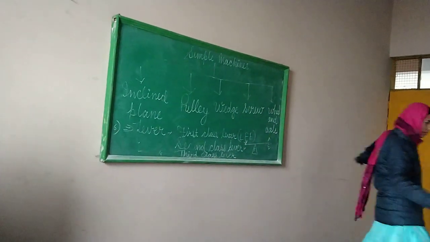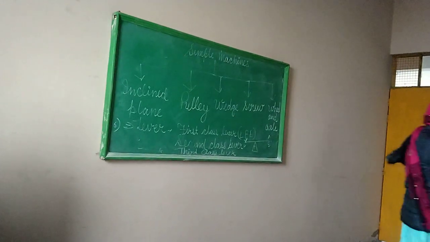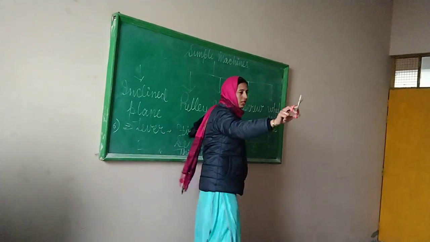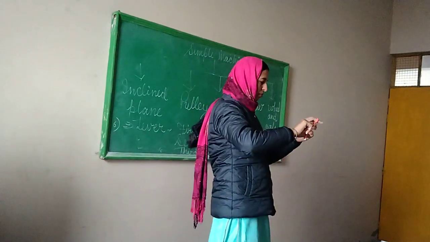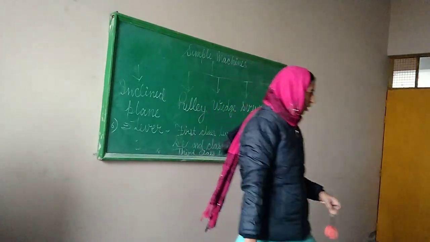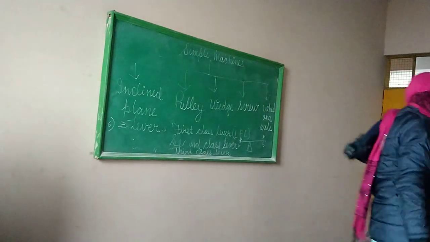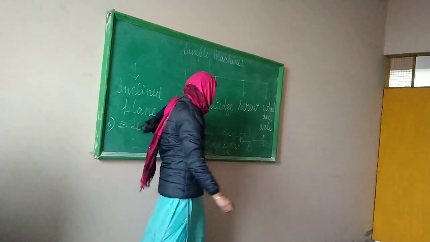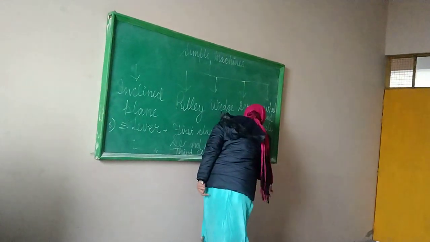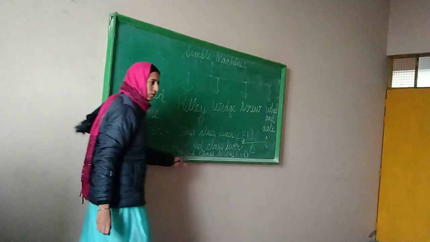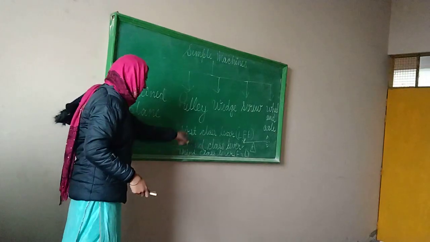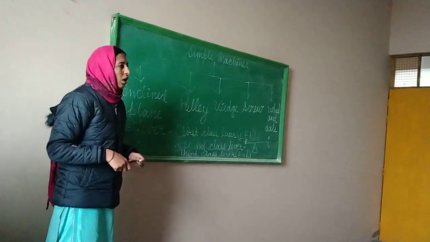Third class lever. The example of a third class lever is scissors. So beta, in a third class lever, the effort will be in between. The effort is between the fulcrum and the load.